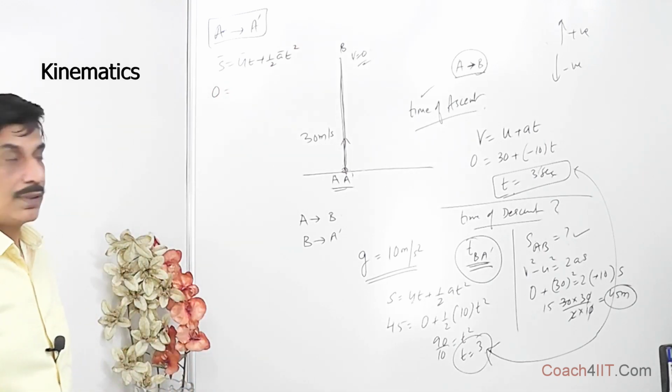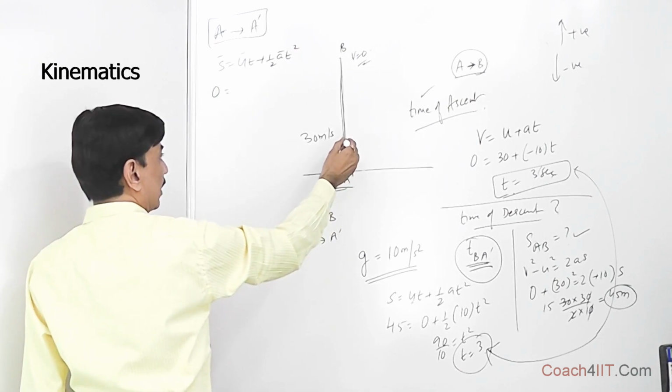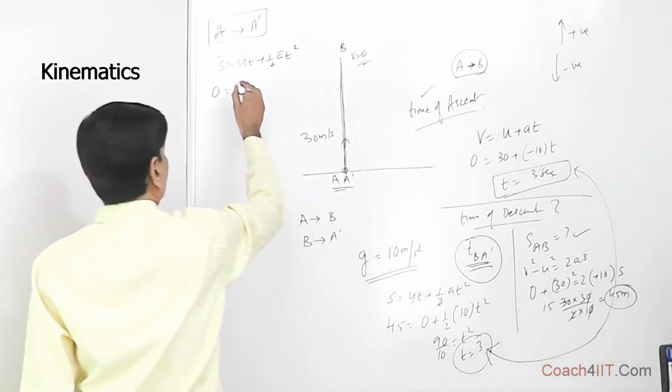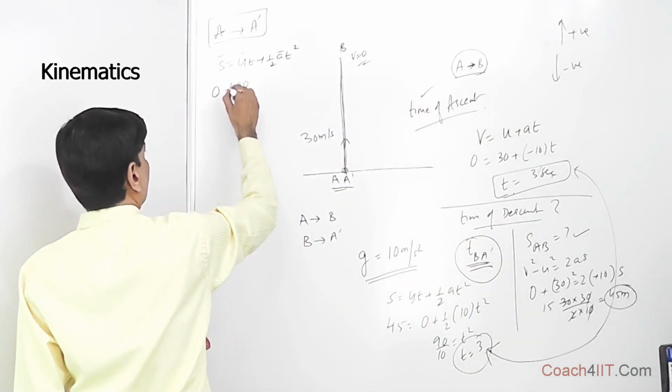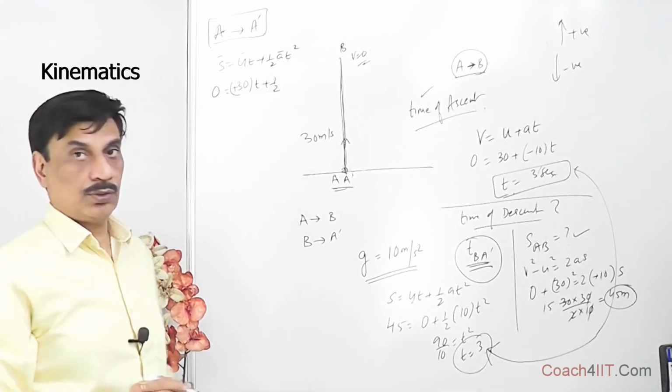Initial velocity, we are at point A. We have been given 30 meter per second in the upward direction. In the upward direction, let's take the vectors as positive, so this is going to be positive 30 into t plus half acceleration due to gravity.